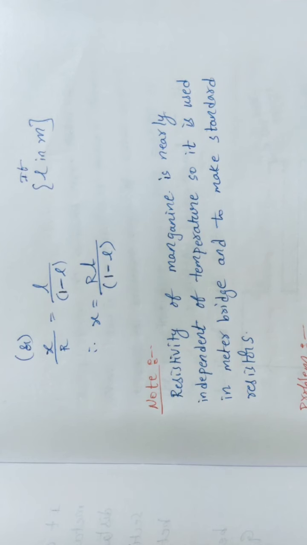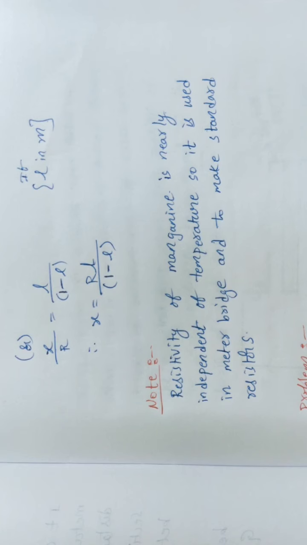In a meter bridge we use only manganese wires. For what purpose? The resistivity of manganese wire is independent of temperature, so it is used in meter bridges. Manganese wires are also used for preparing standard resistors. This is the one condition.